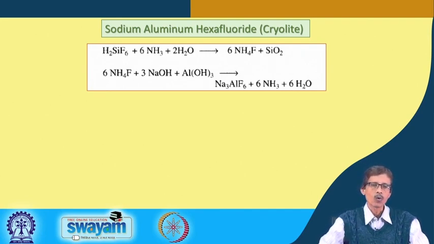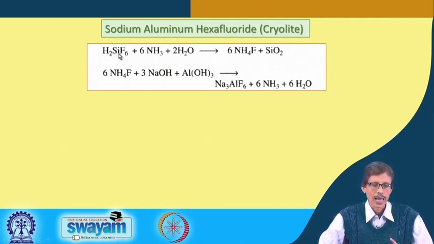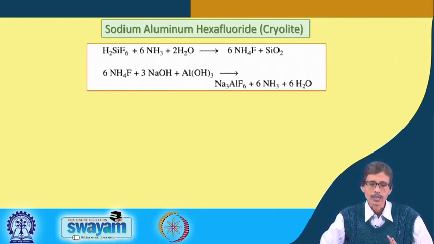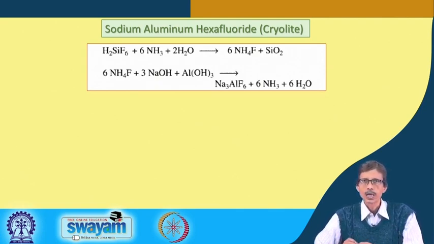Now, we will see quickly the reaction if you allow hexafluorosilicic acid, that means H2SiF6, to react with ammonia in aqueous medium, that means aqueous ammonia. So, what should be your reaction products? On a small scale also, in the laboratory scale, what should be your typical product from that particular reaction?